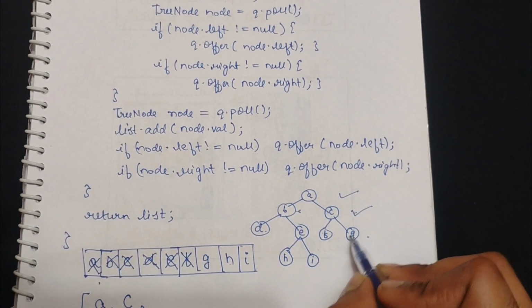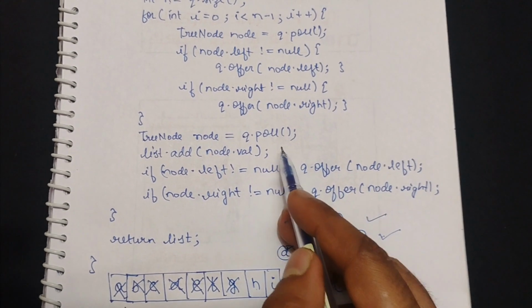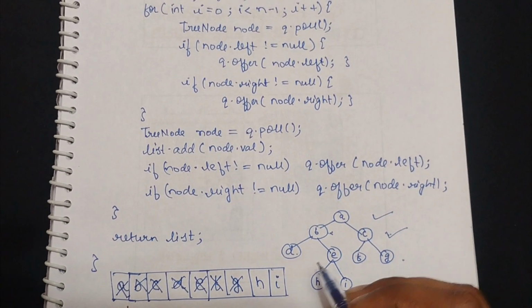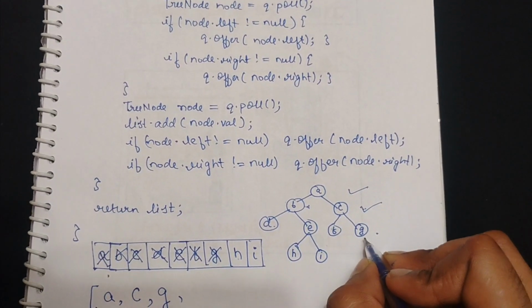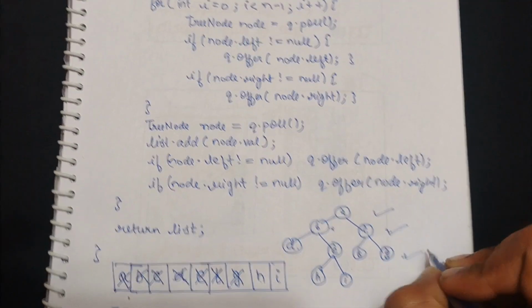I'm at here. I'll pop out this element. I pop it out. I'll add it in the list. G is added. Now check for left right child. There is no left right child of G. Okay, ignore. Now this level is completed.